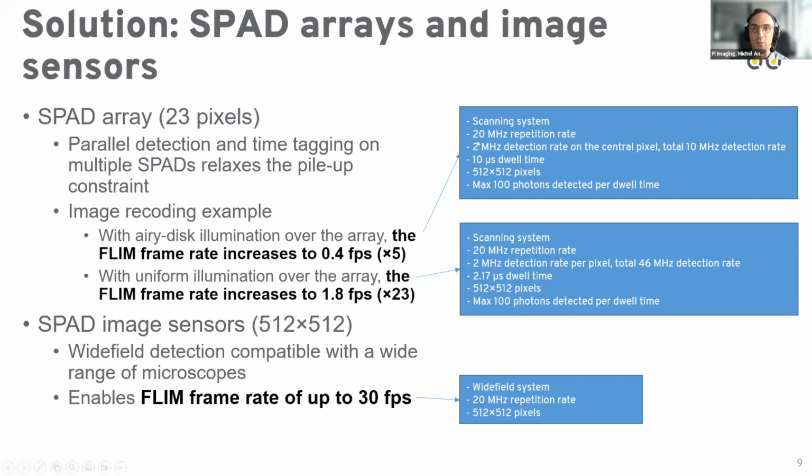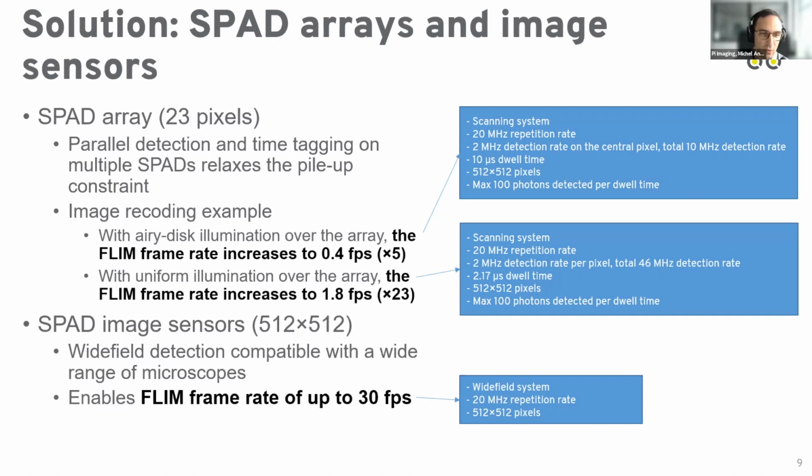By default, we are then reducing the pileup constraints by a factor of 5, and we can increase the FLIM frame rate by a factor of 5 equivalently. If you would change the illumination pattern or the detection pattern and have light uniformly hitting the whole SPAD array, we would increase the frame rate by 23 and reach a frame rate which is around 1.8 frames per second.